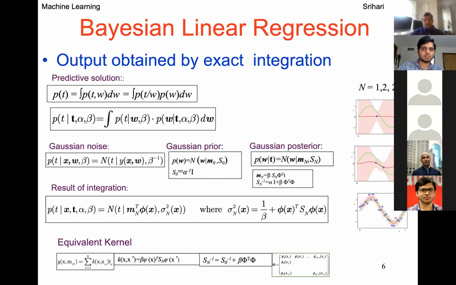So we begin here by looking at the case of Bayesian linear regression. How does one get output in linear regression using the Bayesian approach? In the Bayesian approach, we have a prior distribution P of W. W is a set of weights.